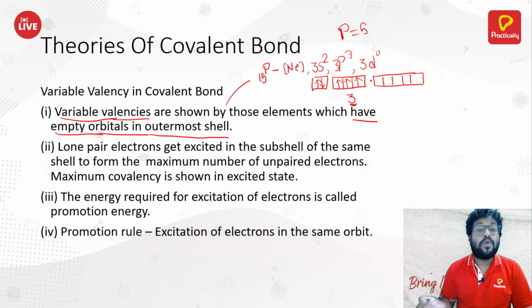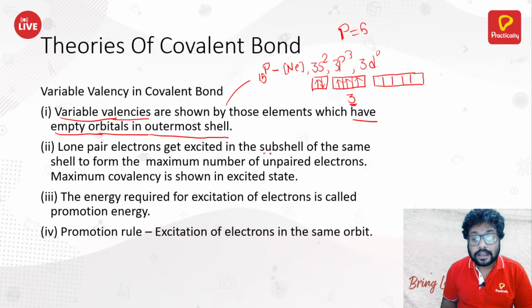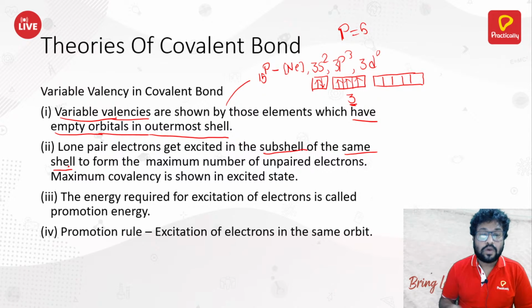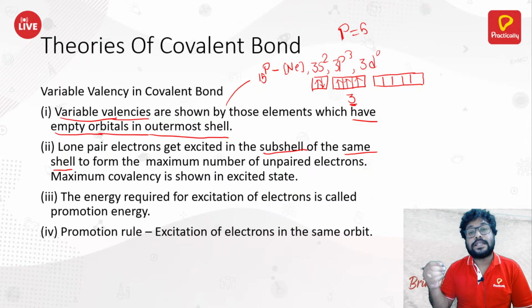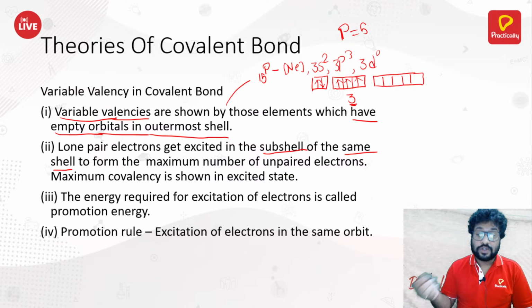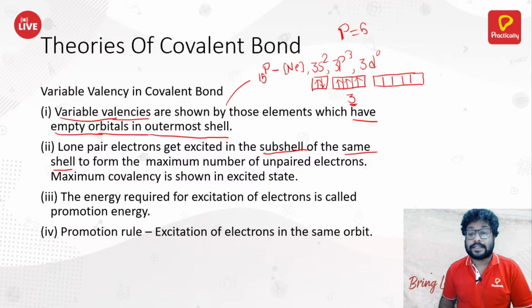Next, the lone pair electrons. The lone pair electron gets excited in the subshell of the same shell to form a maximum number of unpaired electrons, so that it could show maximum covalency. In other words, maximum covalency will be shown only in an excited state.